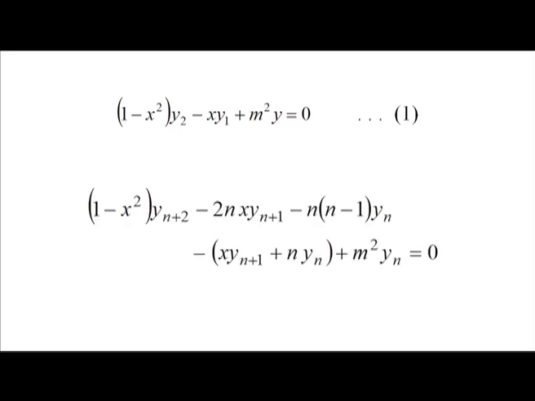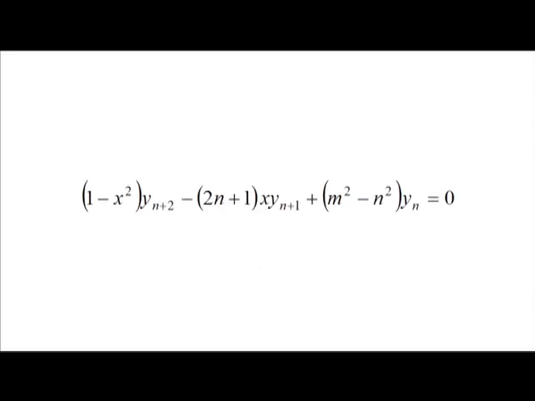Hence, applying Leibniz theorem to equation 1, we get (1 minus x²) into y(n+2) minus 2n into x into y(n+1) minus n into (n minus 1) into yn minus x into y(n+1) minus n into yn plus m² yn equal to 0. That is, (1 minus x²) into y(n+2) minus (2n plus 1) into x into y(n+1) plus (m² minus n²) into yn equal to 0.